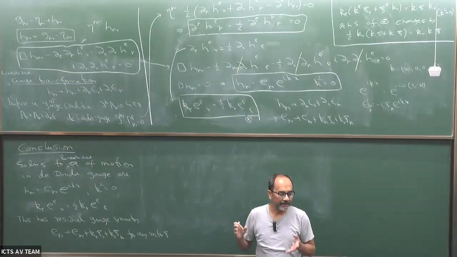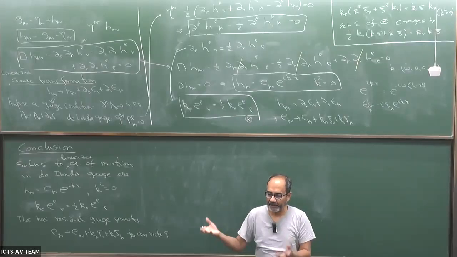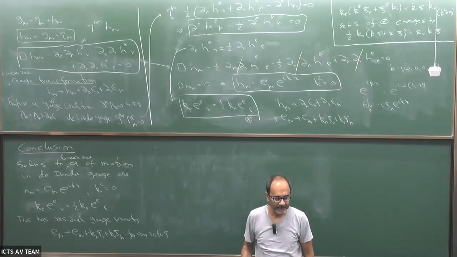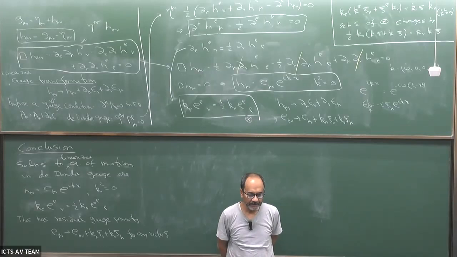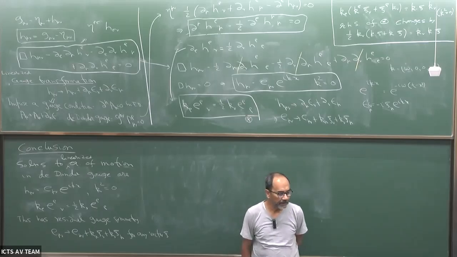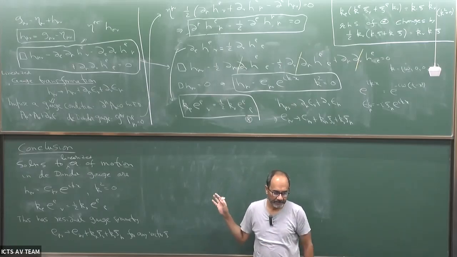And then the fact that there is a residual gauge symmetry means that you can just impose another condition arbitrarily, because the residual gauge symmetry allows you to change things without changing the physics. So that brings the number of independent physical polarizations to 2, right? 3 minus 1. Okay.